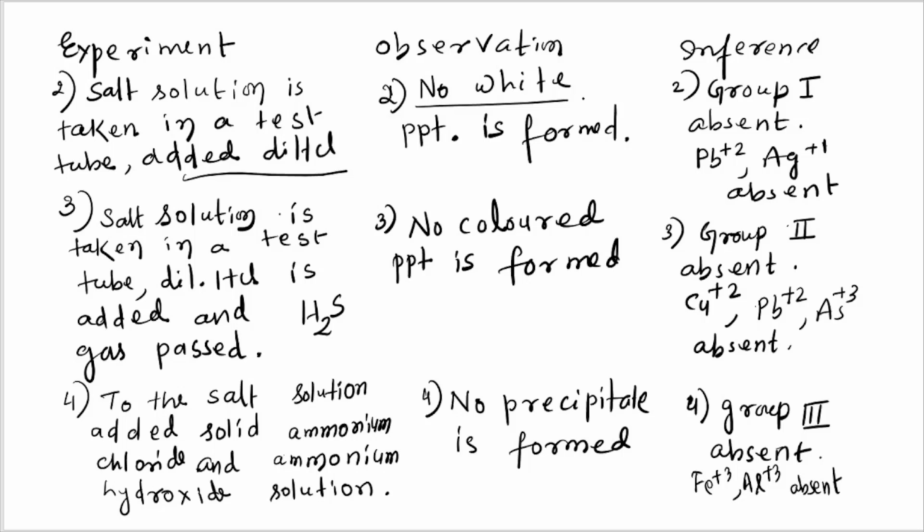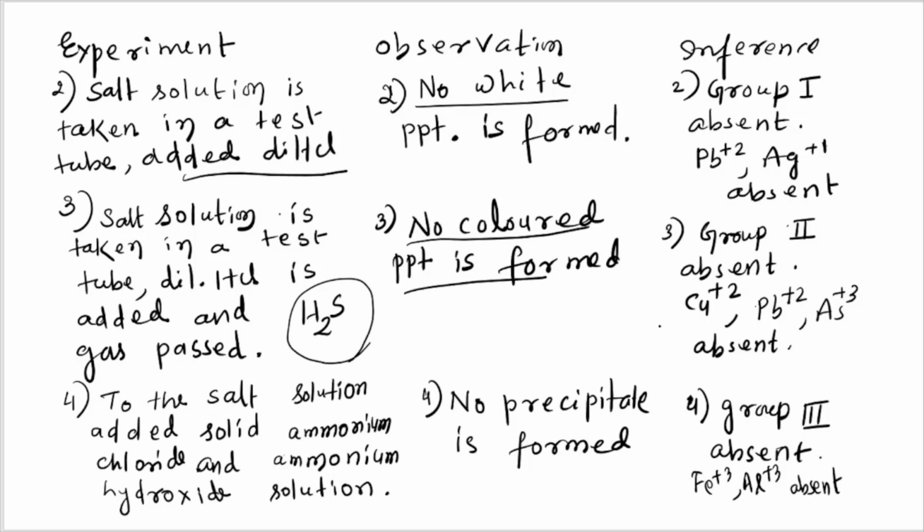That means to the salt solution you add dilute HCl, and no white precipitate is formed. After that you will show that group 1 is absent, then you will proceed to the second group. To the same salt solution with dilute HCl, pass H2S, that is hydrogen sulfide gas. When hydrogen sulfide gas is passed, no colored precipitate is formed. What is your observation? No colored precipitate is formed, that means group 2 is absent.